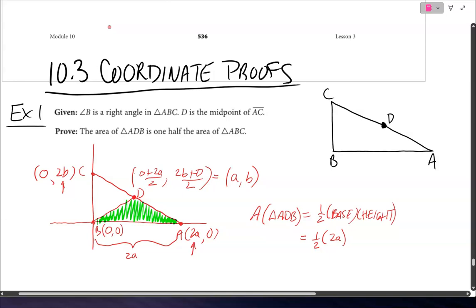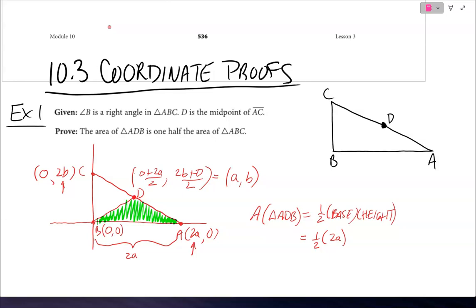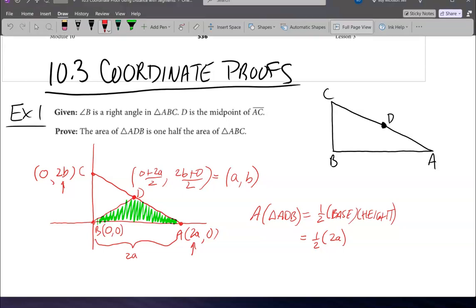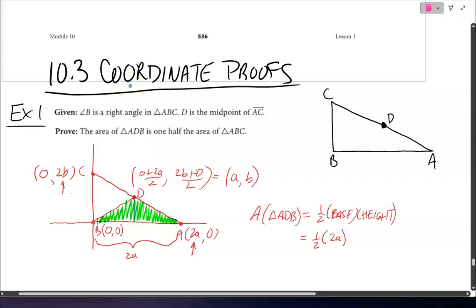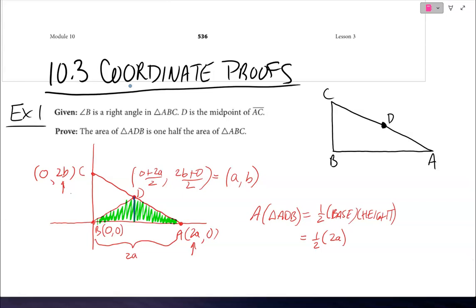And our height, this one's a little bit harder. Can anyone tell where we should be looking to get the height of that green triangle? Think of coordinates. If we're trying to find this length, that's our height. That's an altitude. Remember how to find altitudes, perpendicular to the opposite side. So that's the height of that triangle.